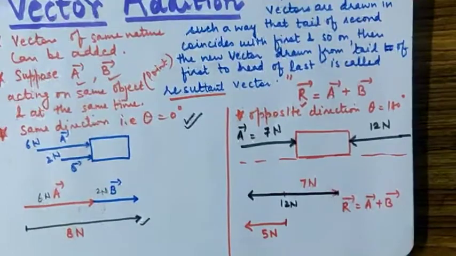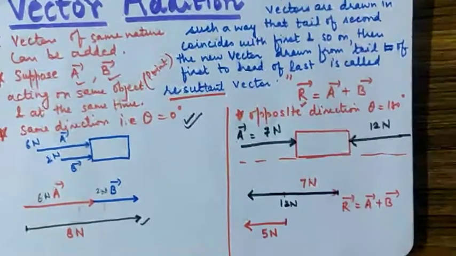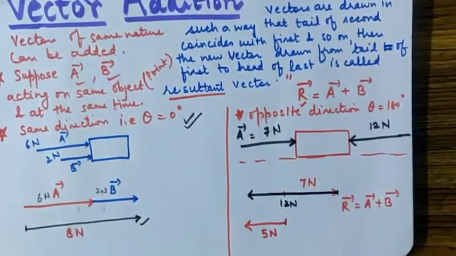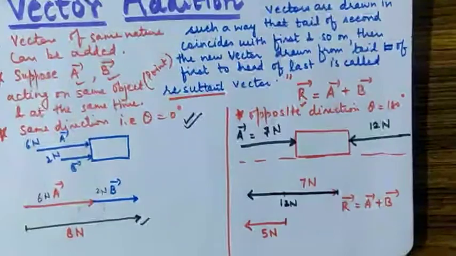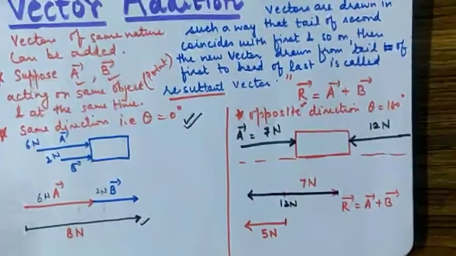In the next video, we'll show you what happens if the vectors are acting at some other angle than 0 and 180 degrees, might be an acute angle, then how will they be added?